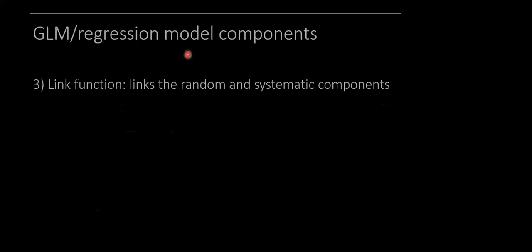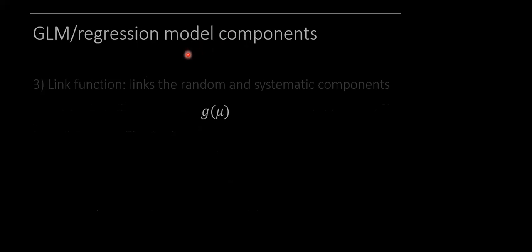Okay, and then the third component of a GLM, or typically a regression model, is the link function. This is what links our random part, where we've got the probability distribution, and the systematic part, or the linear predictor. We often represent this as g of mu. G is just some transformation, some mathematical operation that we apply to our mean. I'll go over this just briefly now.